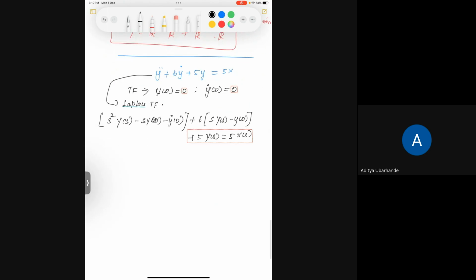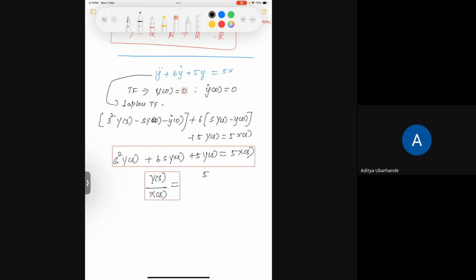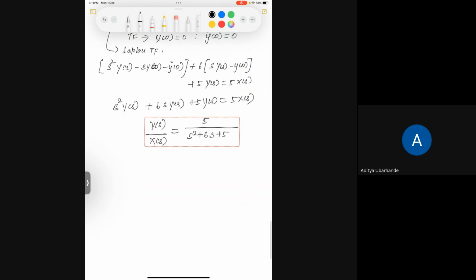Any doubt in this line? You are familiar with this, right? This is a Laplace of differential equation. Yes. So now all the initial conditions are 0. So this will be s square plus 6s plus 5, into Y of s, equal to 5 into X of s. What is transfer function? Laplace of output by Laplace of input. So Y of s by X of s, rearranging everything, is 5 by s square plus 6s plus 5. So we have this transfer function.